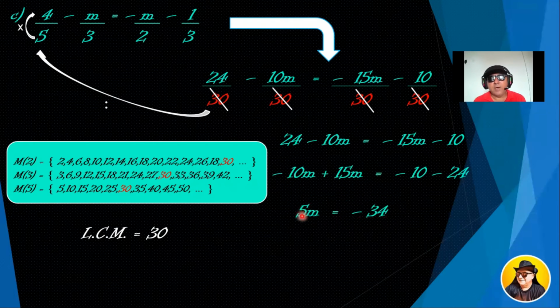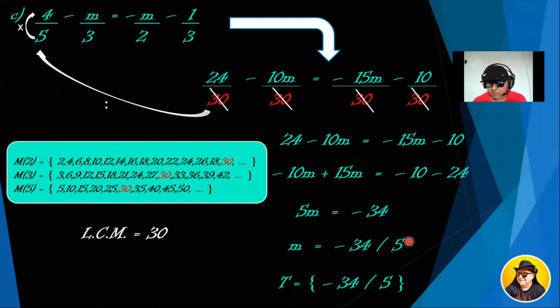And now this 5 comes to the right of the equation dividing. So m is minus 34 over 5. We cannot divide it exactly, neither simplify. It's not possible simplifying as well. So this is the answer. The answer is minus 34 over 5.